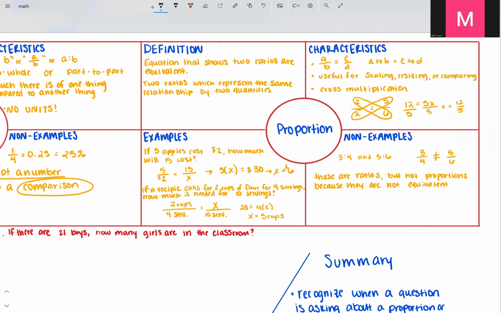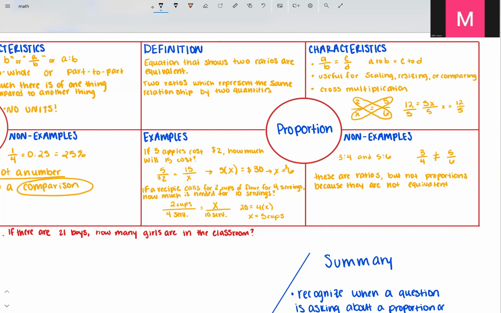So for example, if 5 apples cost $2, how much will 15 cost? So we set it up as 5 apples cost $2, and then we have 15 apples. It'll correspond this way. And we're looking for how much that would cost, right? So then cross multiplying, we have $30 equals 5 times X. And simplifying that, our X would be $6. So for 15 apples, it would cost $6.